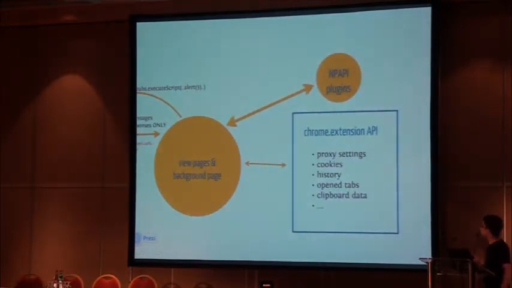View pages and background page are the only components of Google Chrome extensions which get access to this powerful Chrome extension API. This is the hard stuff of an extension. Using this API, the extension can actually change your proxy settings, monitor your requests, access your history, access your cookies, access your opened tabs, take screenshots of your websites, access the data that you pasted in a clipboard and such. Also, only view pages and background pages by default can call NPAPI plugins.